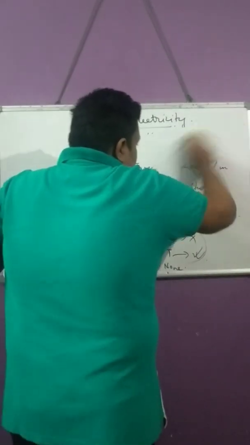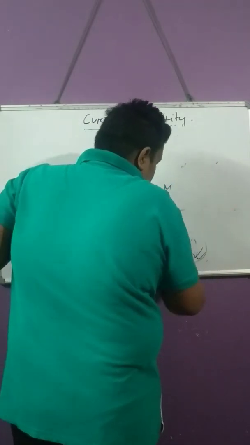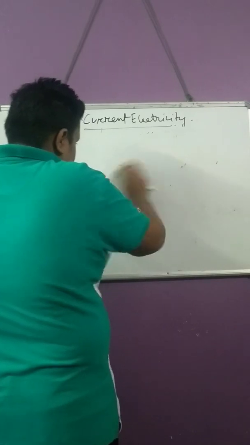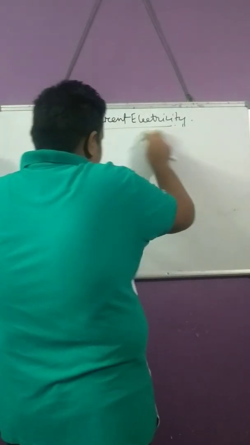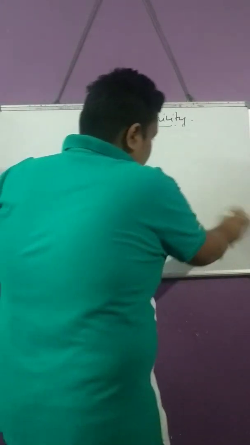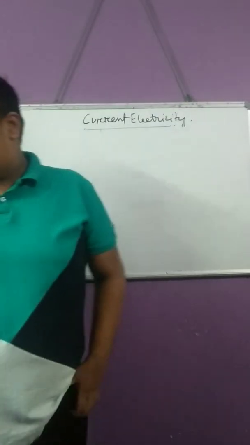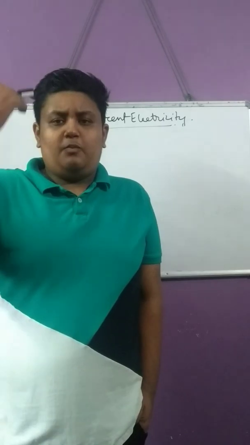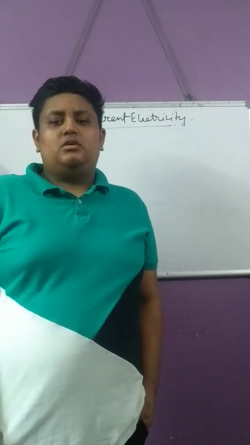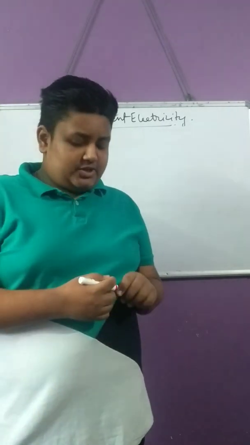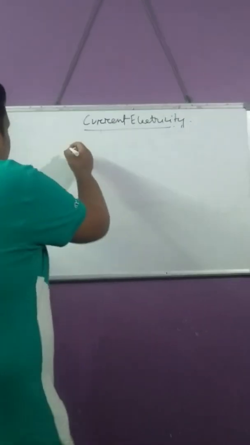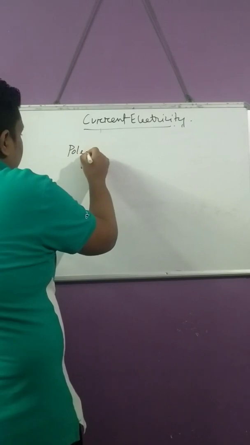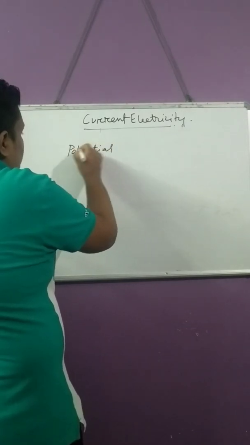Next we shall study how current flows in a circuit. When we come to this question, my first answer will be that current flows because of potential difference. So let's understand what is potential difference.